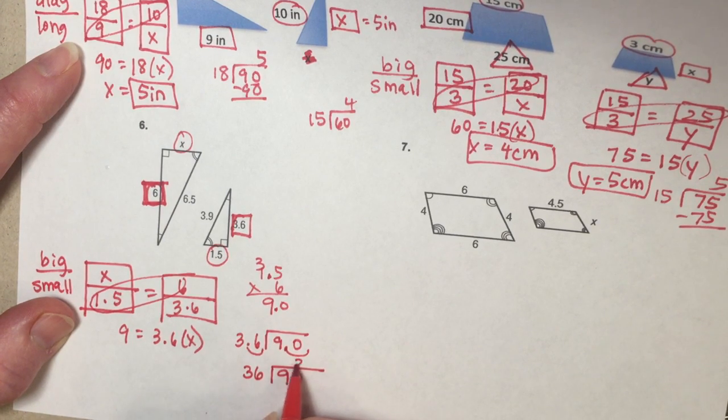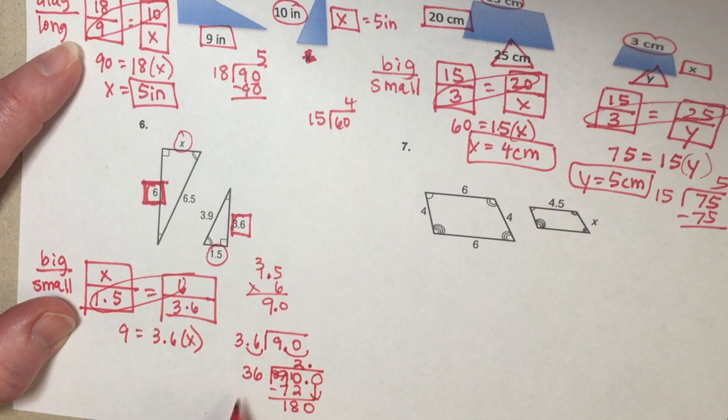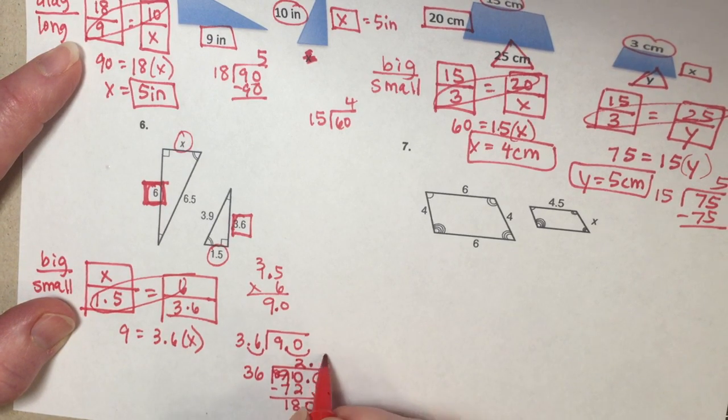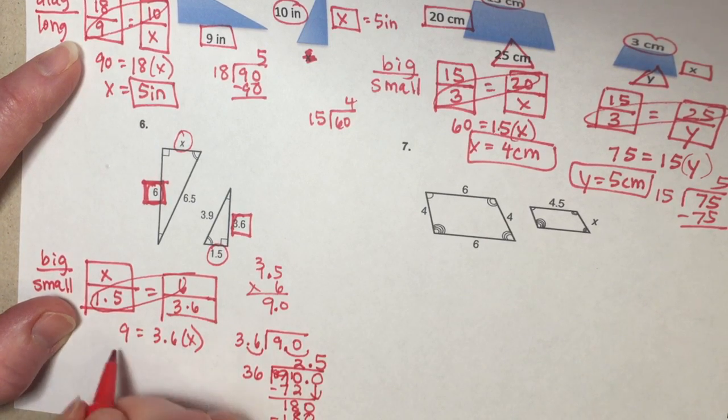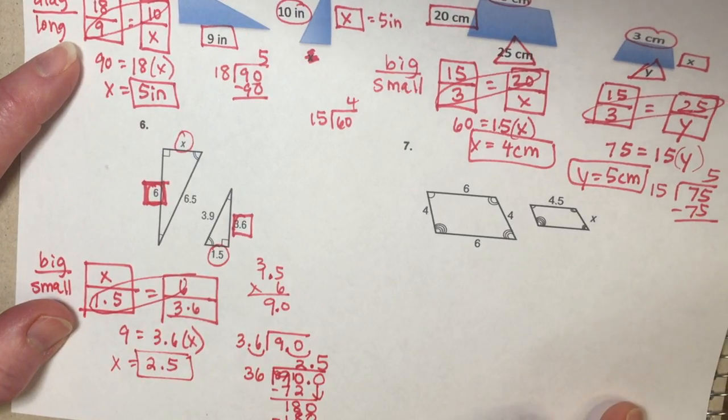36 will go into 90 twice. 2 times 36 is 72. When I subtract, I get 18. All right, and so since I have a remainder, I'm going to add a decimal, both places, and a 0, bring that down, and keep going. 36 will go into 180 five times. Yeah, and that's my answer. So x equals 2.5, and this time they didn't give me any units, so I'm going to leave my answer as 2.5.